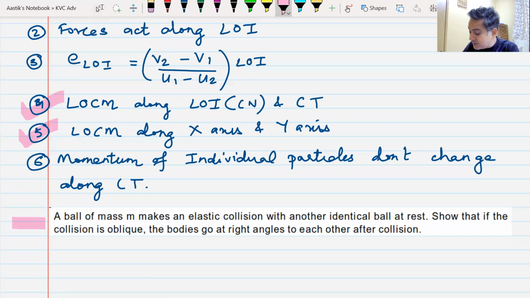And what is the point that we are going to show here? If two balls of same masses, you can see one ball of mass m makes an elastic collision. So the collision is elastic. And another ball is identical, which means they have the same masses. Do we understand this? And the other ball is at rest.